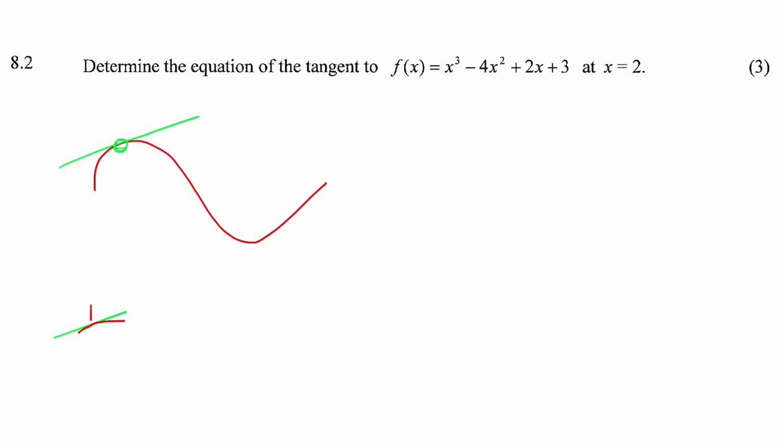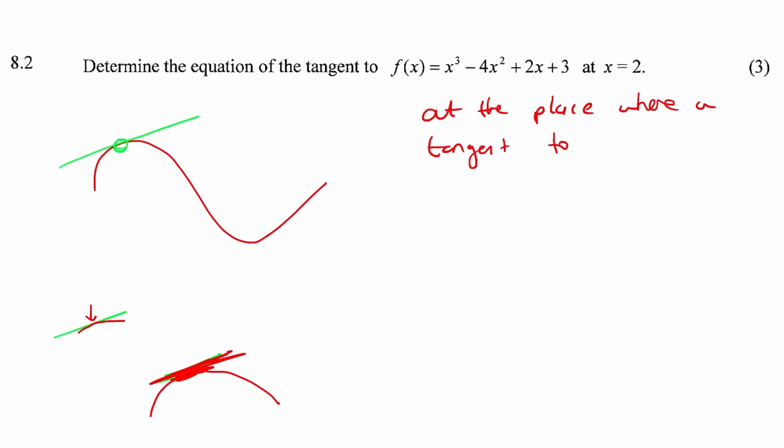Now, at that exact place where they touch each other, if I had to zoom in even more, pretend that I've zoomed in, it's actually going to look like that. If you zoom into the place exactly where they touch, yes, on the left it's going to go down and on the right it's going to go down. But at the place where they touch, can you see that their gradients are exactly the same? You can see that they're both going in that direction. So what we know is that at the place where a tangent touches a curve, the gradients are the same.